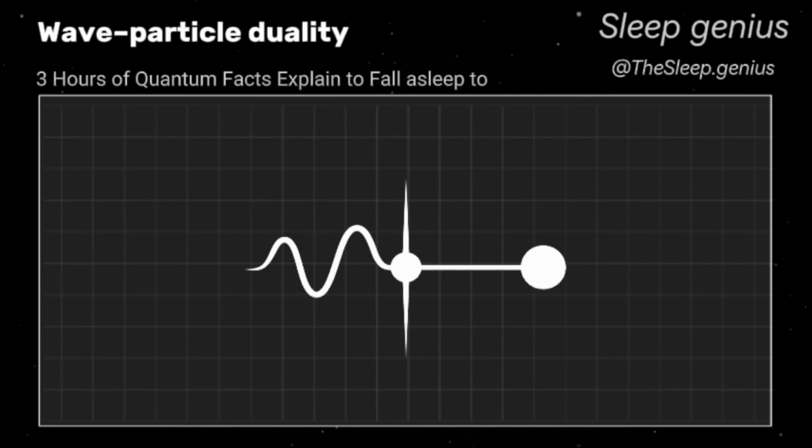Wave-particle duality. Wave-particle duality is one of the most fascinating and perplexing principles of quantum mechanics. At its core, it suggests that all matter and energy possess both particle-like and wave-like properties. This paradoxical concept arises from the observation that elementary particles, like electrons or photons, can sometimes behave as particles and at other times as waves, depending on the conditions under which they are observed.